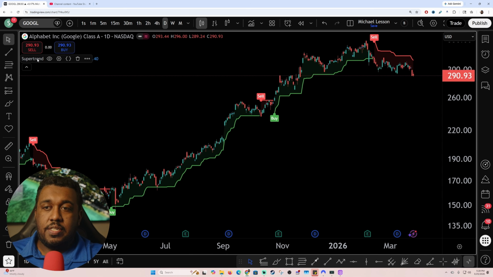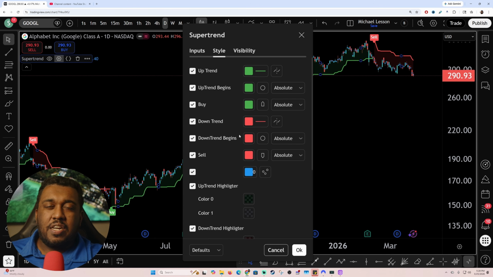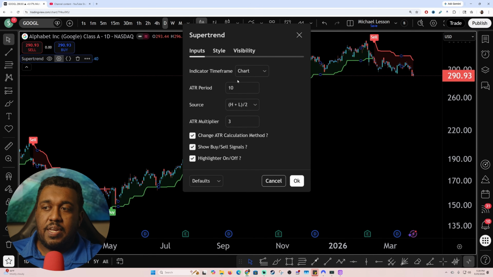But what we're going to be doing today is I'm going to be giving you guys the best settings as far as ATR period, source, ATR multiplier, help you guys understand what the style means, how you can customize this, and then basically just explain what everything is so you have a complete understanding of the indicator. That way you can fine tune it even further if you guys want to trade something that is maybe out of the box.